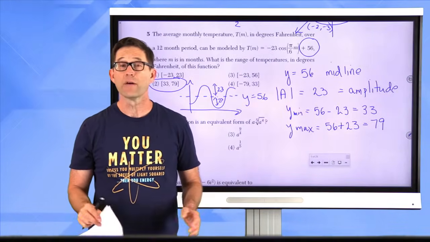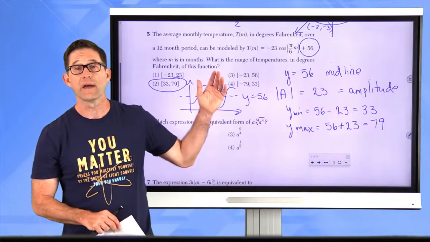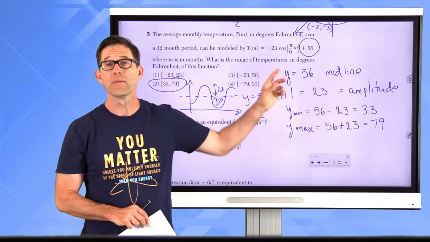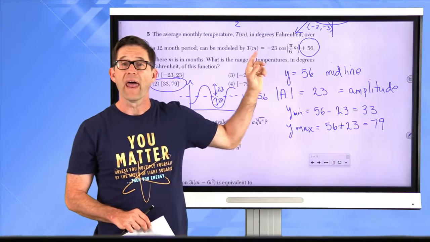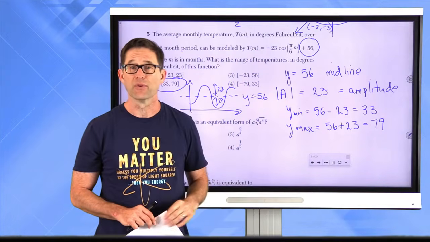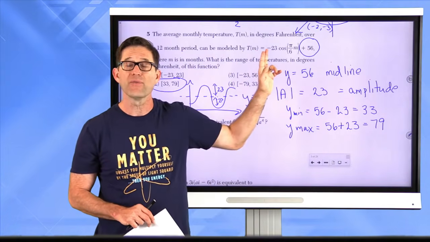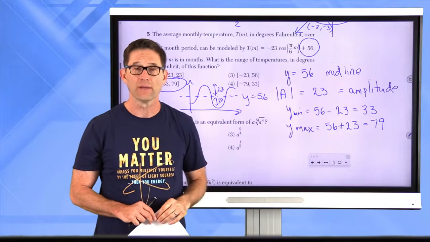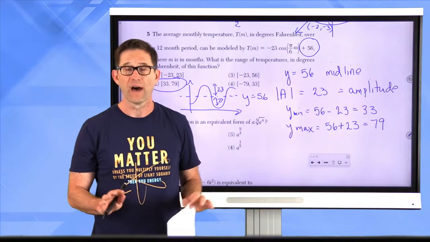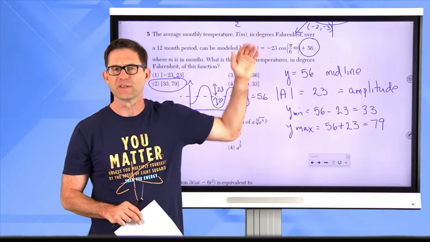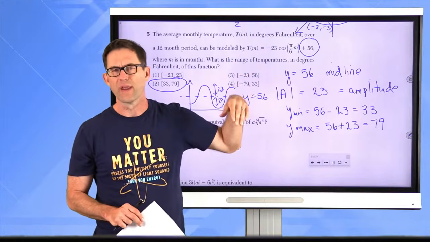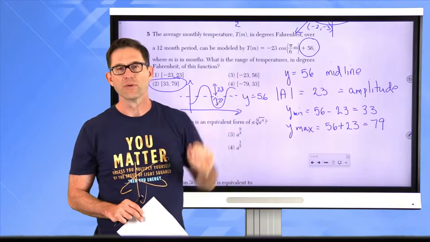Be prepared for that most certainly. If you're given a sine or a cosine function, be prepared to look at its midline, add its amplitude and subtract its amplitude, which is always the absolute value of the number that's multiplying the sine or the cosine. The negative and positive just determines whether it starts up or down, or inverts.